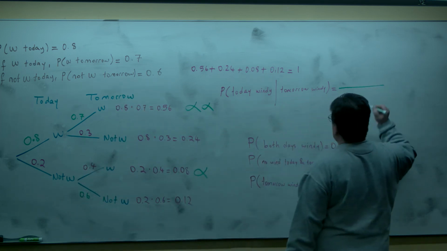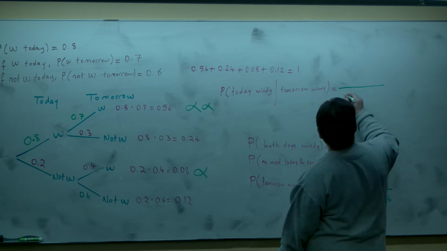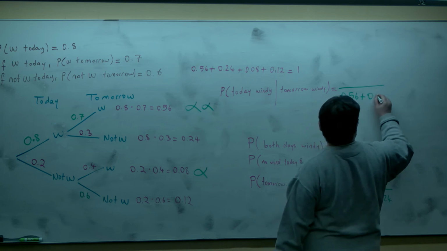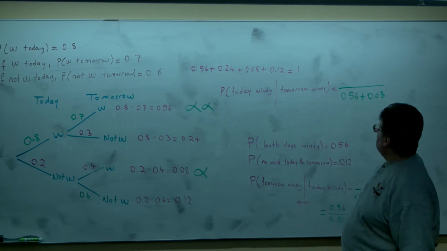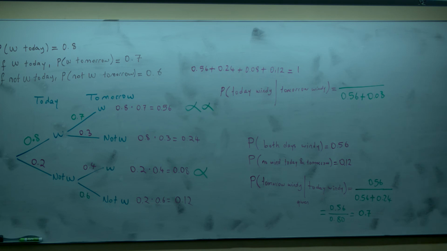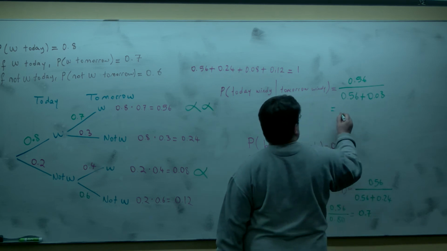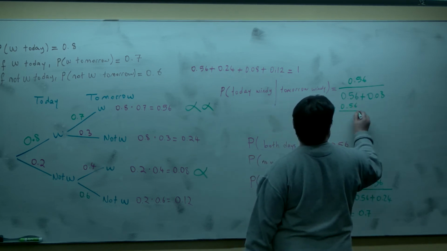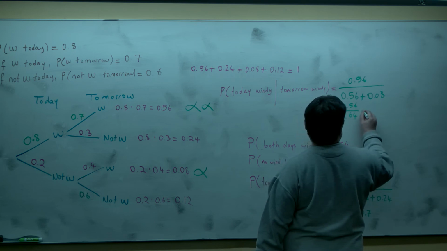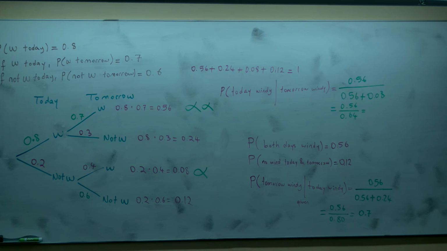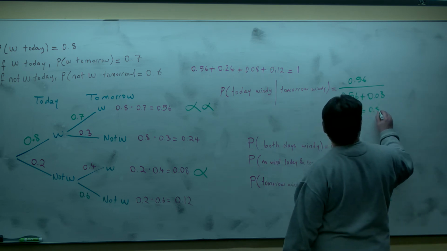So, the fraction becomes 0.56 plus 0.08, and in the numerator I will have 0.56. So this will be 0.56 divided by 0.64, and it's going to be 7/8, 0.875, whatever that is. 0.875.